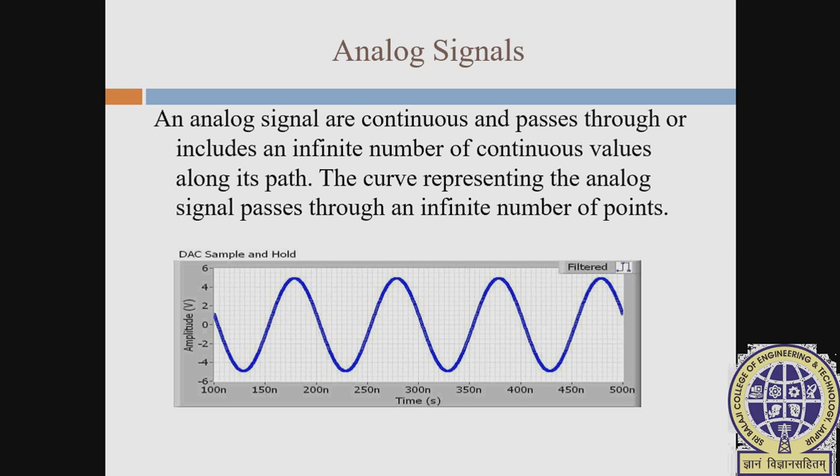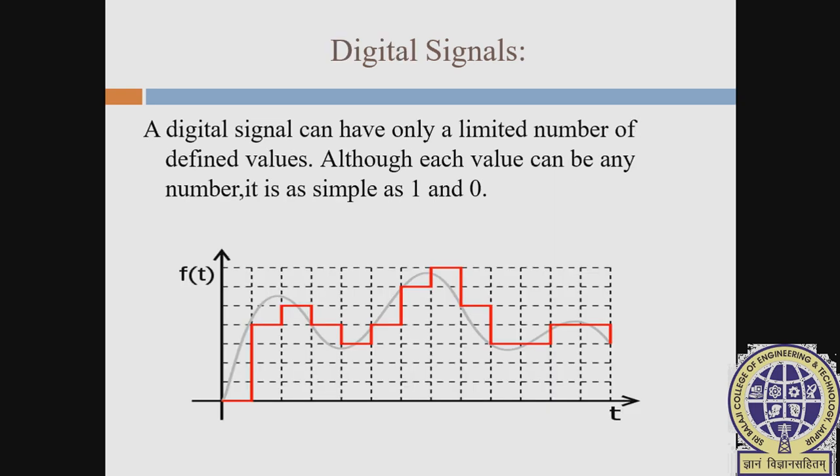Now we discuss analog signals. What is an analog signal? Analog signals are continuous and pass through or include an infinite number of continuous values along their path. The curve representing the analog signal passes through an infinite number of points, as shown in the figure. We can say that analog signals vary over time durations.